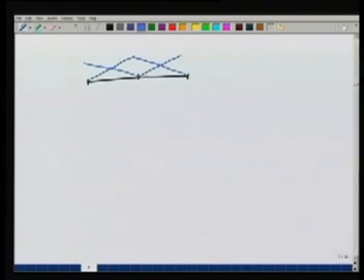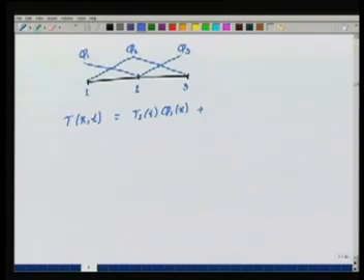So here, this is my phi1 as a function of x, phi2 as a function of x, phi3 as a function of x. This is node 1, node 2, node 3. Okay. So my T as a function of x and t is equal to T1 as a function of t, phi1 of x, plus T2 as a function of t, phi2 of x, plus T3 as a function of t, phi3 of x. Now what is the boundary condition?